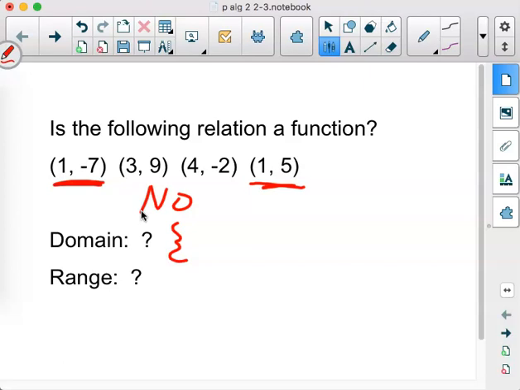Domain is the x's. So which values up there were x's? Come on, these are the easy ones. What are the x's? Okay, I guess I can't have volunteer today, huh? Nobody wants to speak?